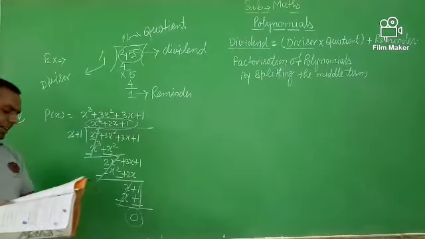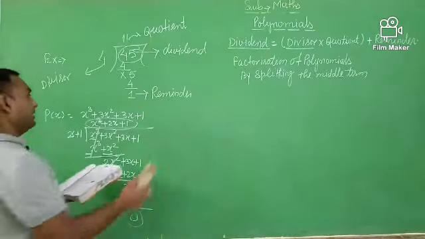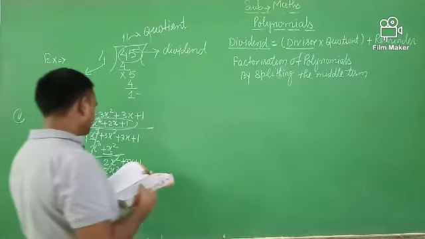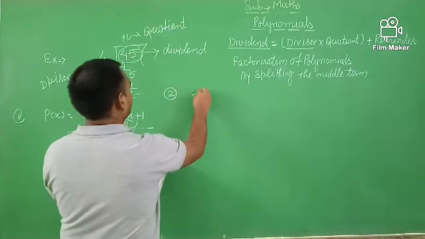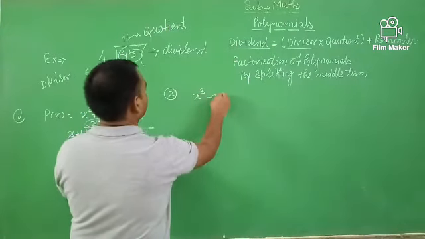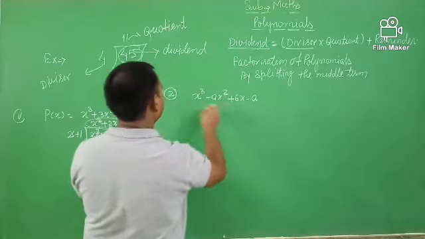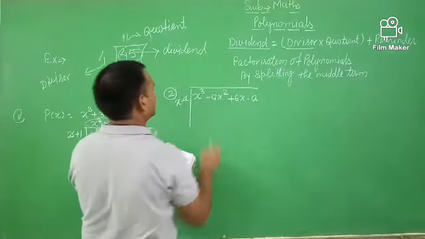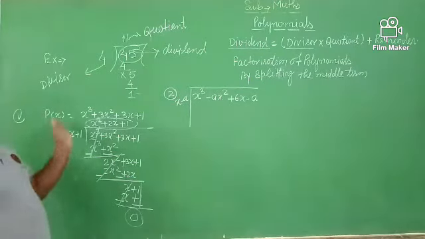Another question is also given, question number 2. Find the remainder if x cube minus ax square plus 6x minus a is divided by x minus a. If this polynomial is divided by x minus a, then what is the value of the remainder? In the same way, you can apply the method here also.